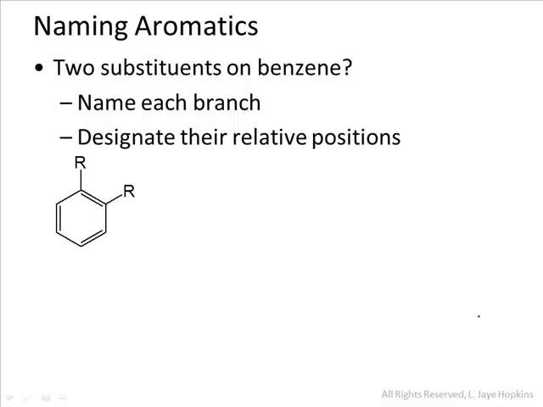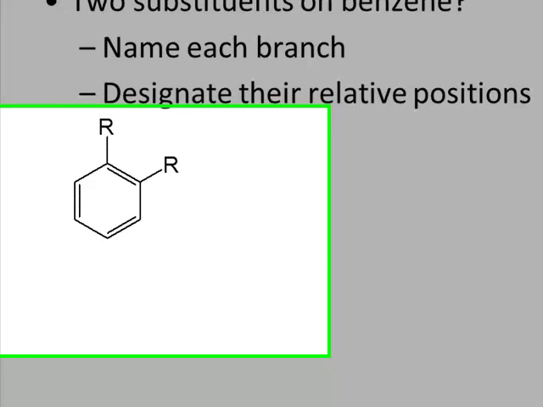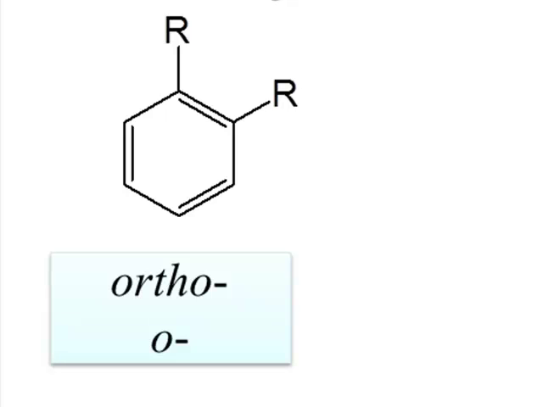If you have a benzene molecule that has 2 branches right next to each other on the molecule, we say that because those branches are next to each other, they're in the ortho position. So when you name the molecule, instead of putting a 1, 2, or any other number in front to designate the position, we would put the word ortho, or the abbreviation O. I'll show you an example in a minute.